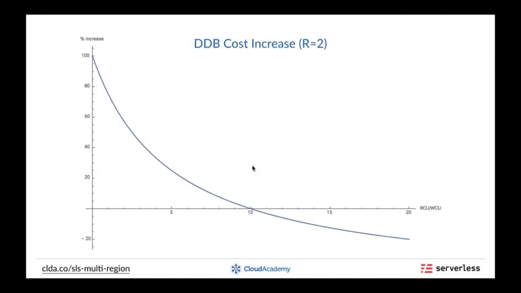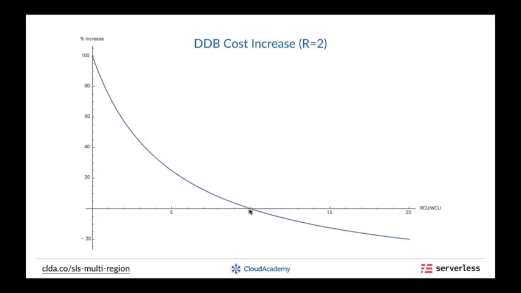Let's make an example. If you have as many reads as writes, so you are at 1, with 2 regions you will pay more or less 80% more. That's a lot. If you have more writes than reads, you go up to 100. But what happens if you have 10 times more reads than writes? You are here at 10, and it will cost you the same. If you go above that, if you have 20 or 30 times more read capacity units than write capacity units, it will be even cheaper.